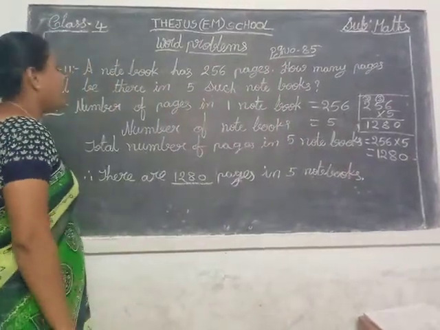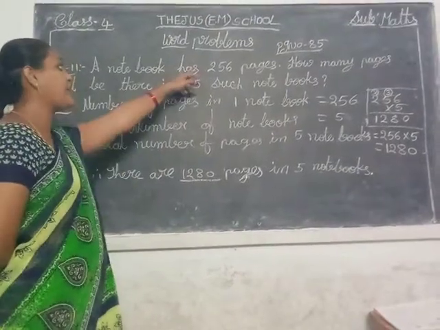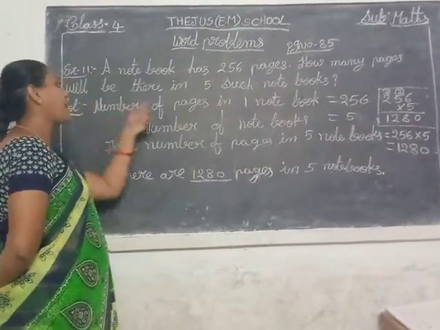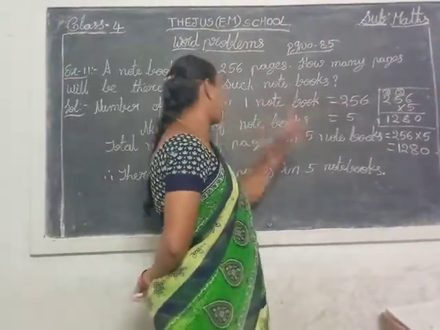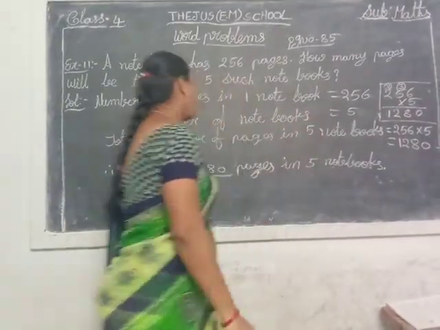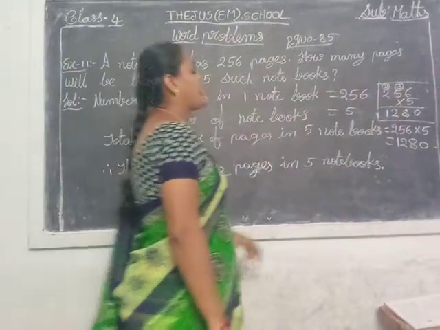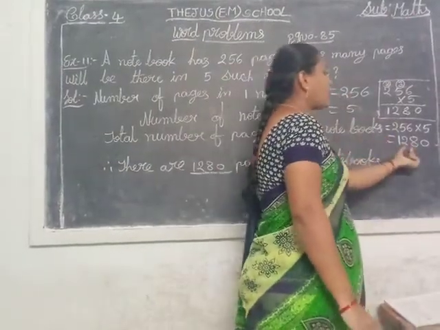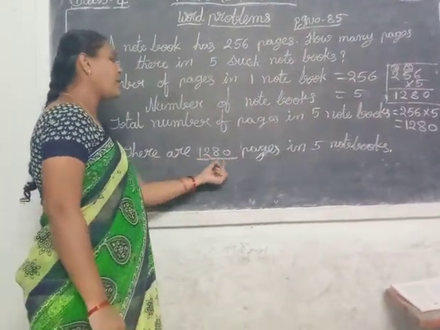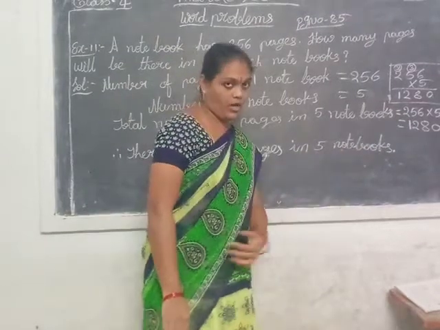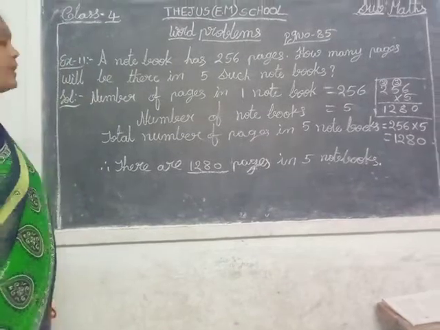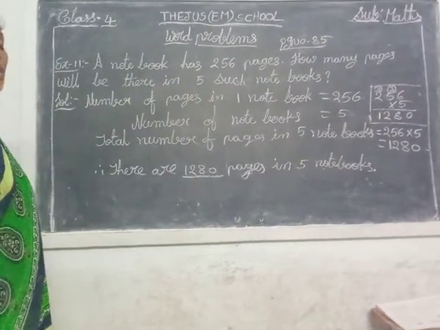He given first a notebook. Only one notebook has 256 pages and 5 notebooks has how many pages are there? First you write number of pages in one notebook 256. Number of notebooks 5. So now we find out total number of pages in 5 notebooks. So you do the multiplication, pages into books 1280. So here you write the conclusion. There are 1280 pages in 5 notebooks. Okay, children? Complete this in your notebooks. Note this question and answer and do the multiplication also.